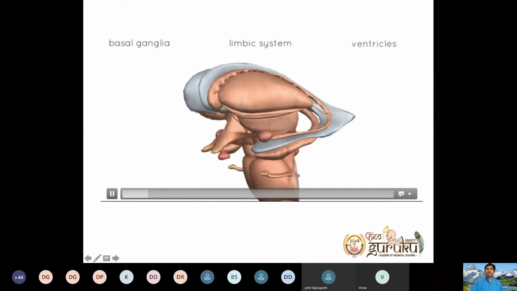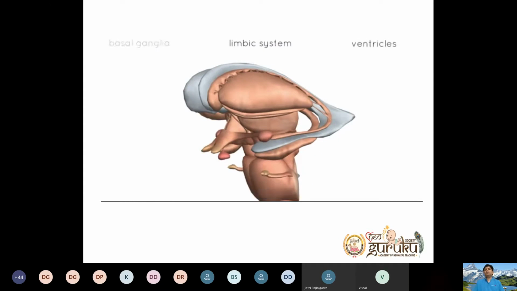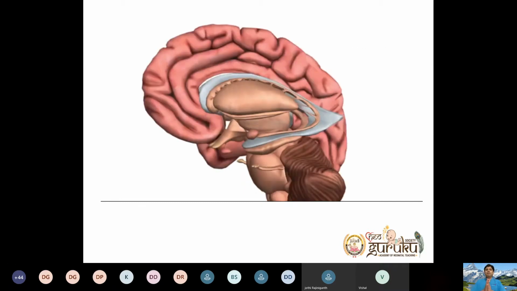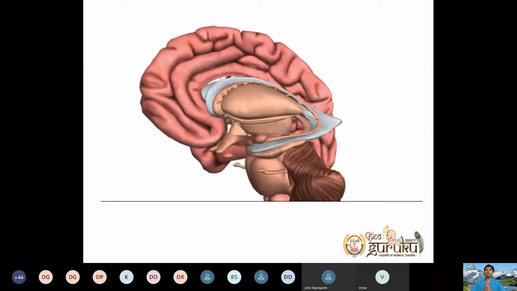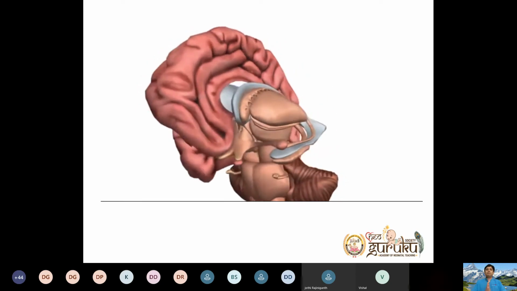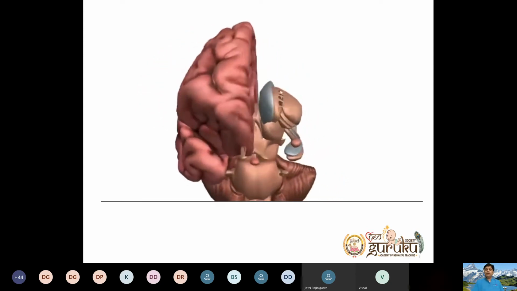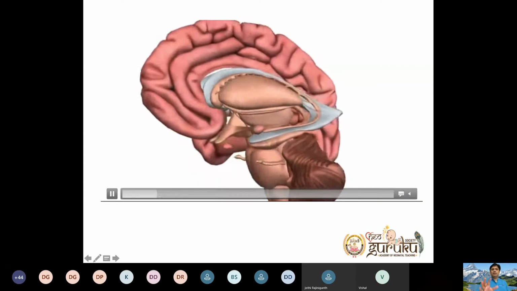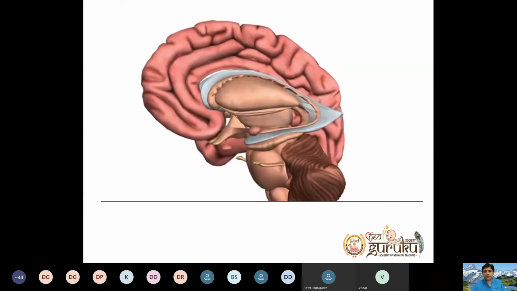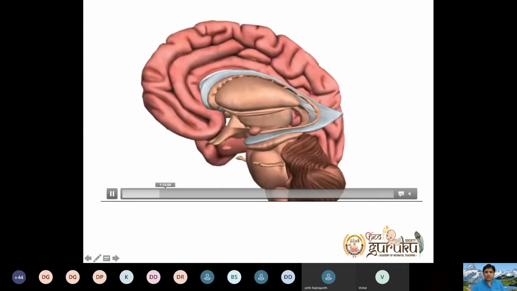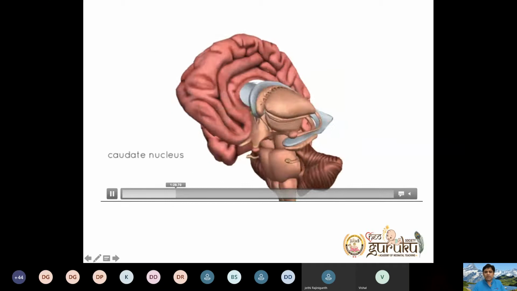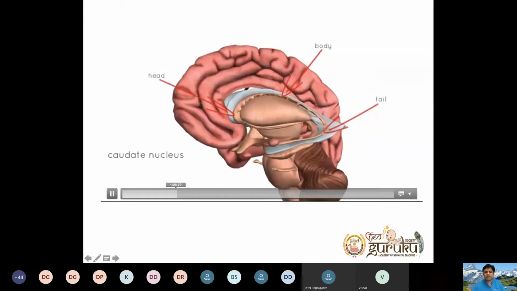So we have three things: basal ganglia, which we have already told, limbic system, and ventricular system. Ventricular system, we have the lateral ventricle. It's in the center, connected to the third ventricle by the foramen of Monro, then third to fourth ventricle by the aqueduct of Sylvius. This is how it looks like with the 3D reconstructed image. I'm sure things are very clear. I'm sure you're understanding it better.